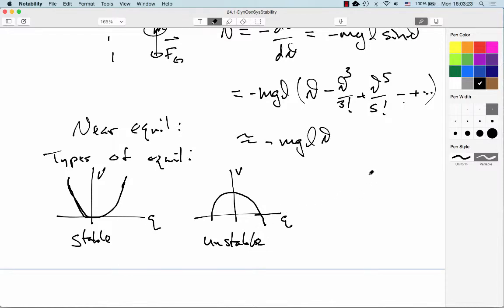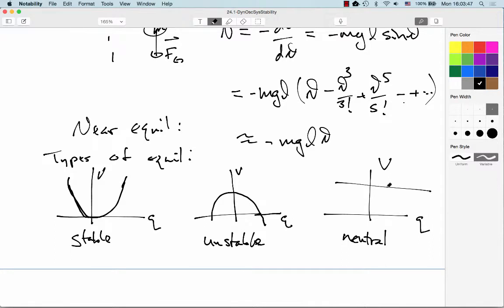There is an intermediate possibility, and that's just that the potential is a constant around the equilibrium area. If that's the case, we'll call that a neutral equilibrium, because it just kind of sits in between stable and unstable.